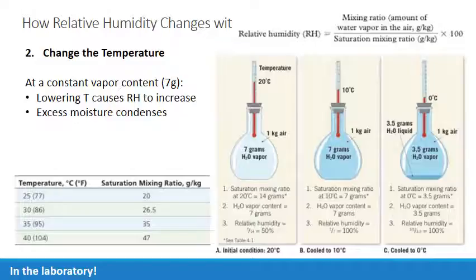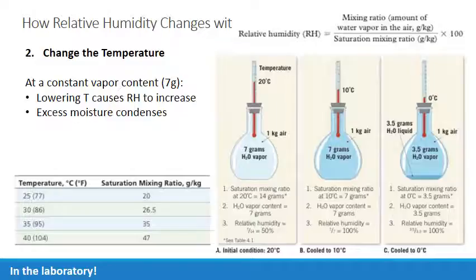So this brings up an important point. When air aloft is cooled below its saturation level, some of the water condenses to form clouds. Since those clouds are made of liquid droplets or ice crystals, the moisture is no longer part of the water vapor content of the air. Conversely, an increase in temperature results in a decrease in relative humidity.